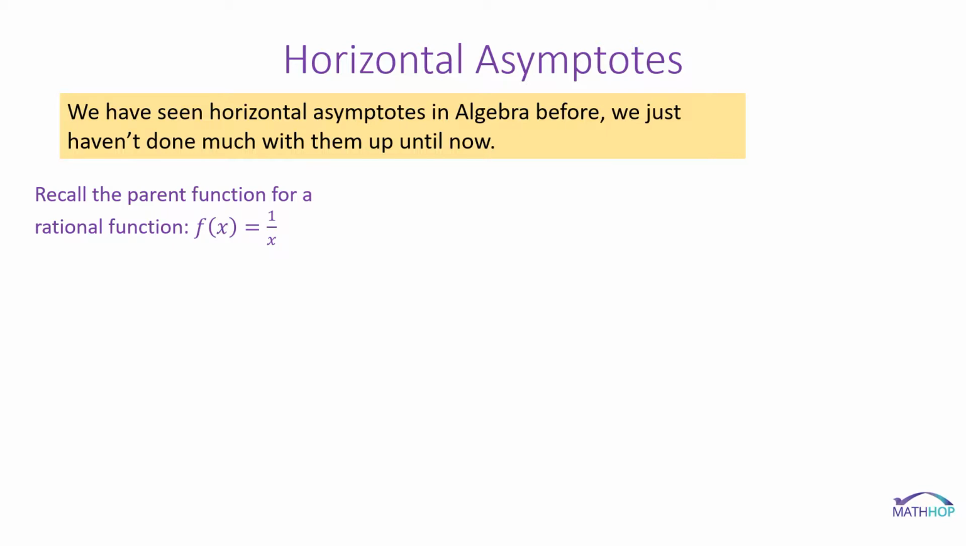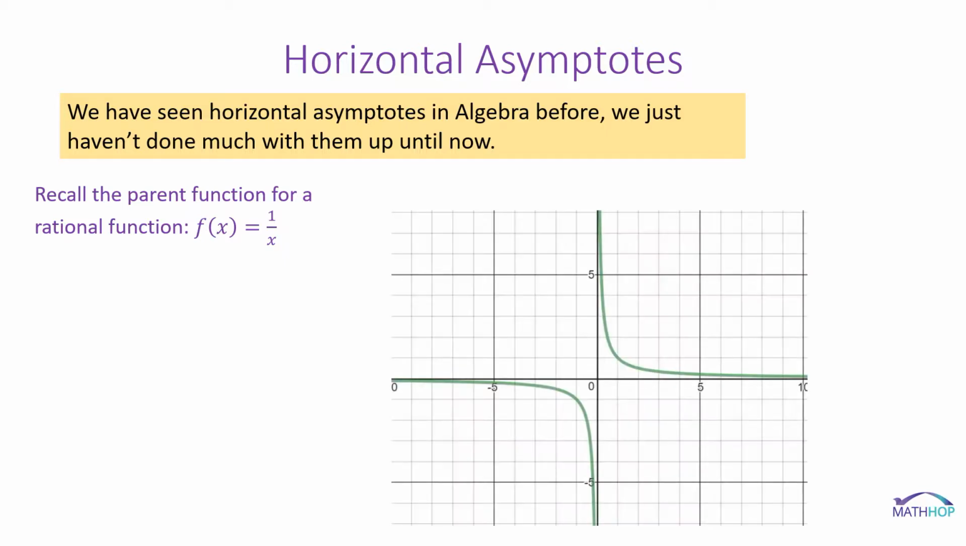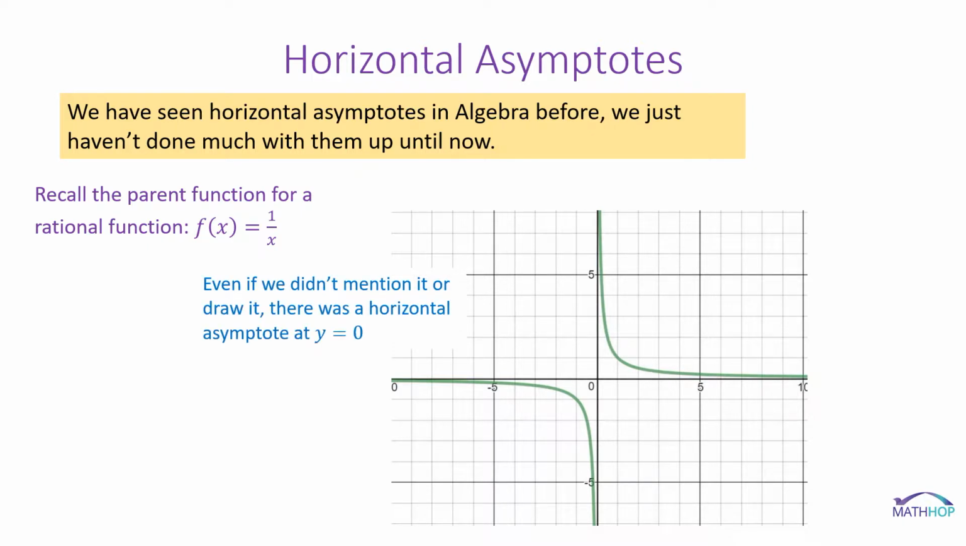Remember, a rational function is simply a function in the form of a fraction where the numerator and denominator are expressions. And the most basic form was f of x equals 1 over x. We would graph it from a table and it would look like this. And even though we never mentioned it and we never drew it in, there was a horizontal asymptote at y equals 0. Just like there was a vertical asymptote at x equals 0 that we talked about in a previous video. But unlike vertical asymptotes, horizontal asymptotes are not as clean and black and white.